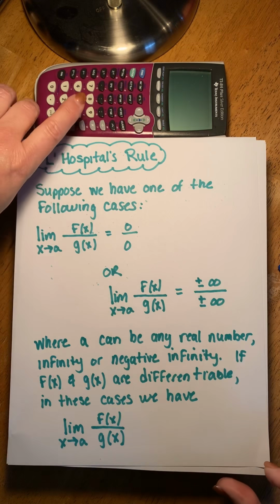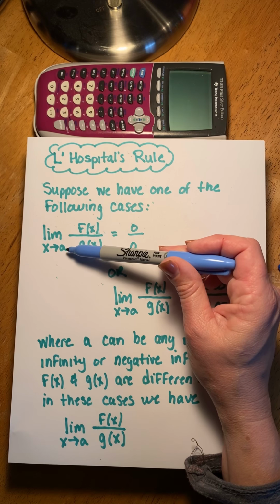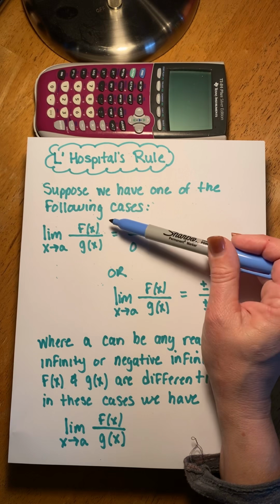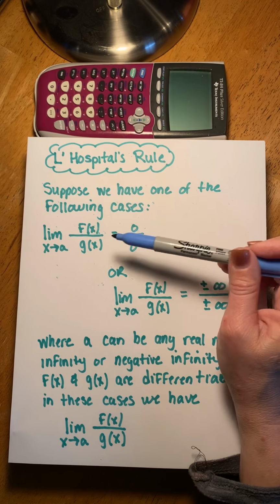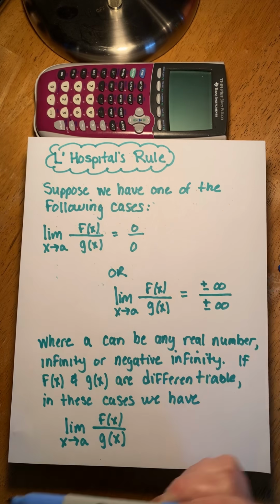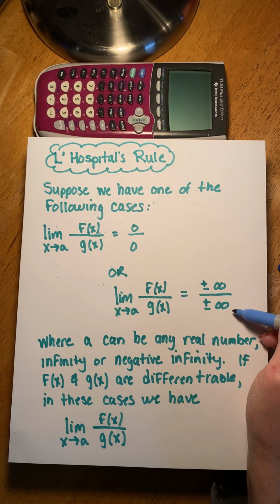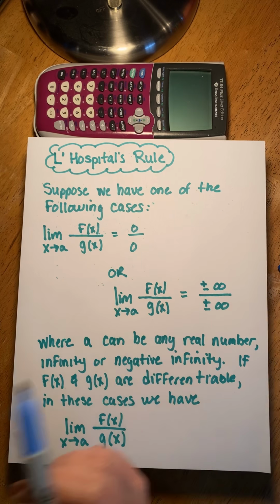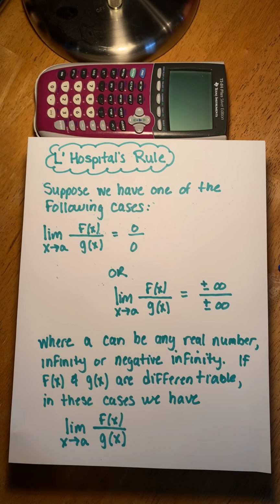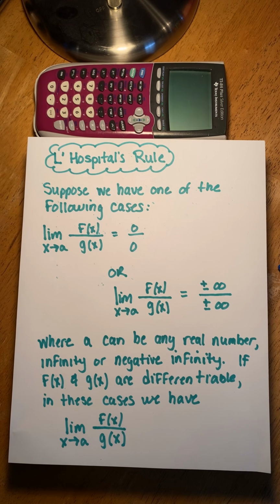L'Hopital's rule says, suppose we have one of the following cases. The limit as x approaches a can be a constant or infinity. And we have a quotient, some function f of x over another function g of x. And when we take this limit, we get 0 on top and 0 on the bottom, or we get infinity on top and infinity on the bottom. One can be negative, they both can be negative, or they both can be positive. So a can be any real number. We can take the limit as x approaches any real number or positive or negative infinity.